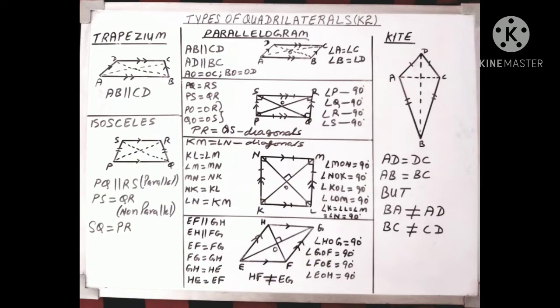So these were type of quadrilaterals. We have trapezium, then we have isosceles trapezium, we have parallelogram. The different type of parallelograms are rectangle, square and rhombus. Then we have yet another type of quadrilateral which is known as a kite, right?